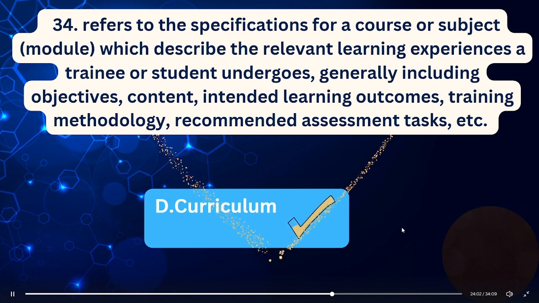The answer is letter D, curriculum. It refers to the specification for a course or subject module which describe the relevant learning experiences a trainee or student undergoes, generally including objectives, content, intended learning outcomes, training methodology, recommended assessment tasks, etc.